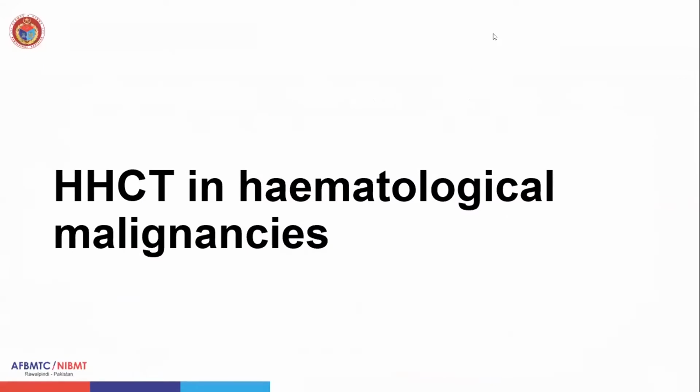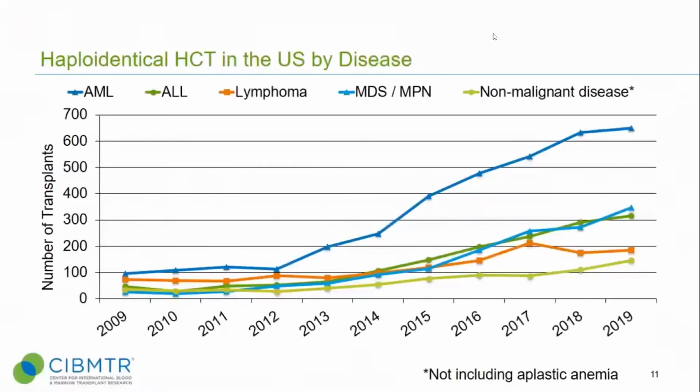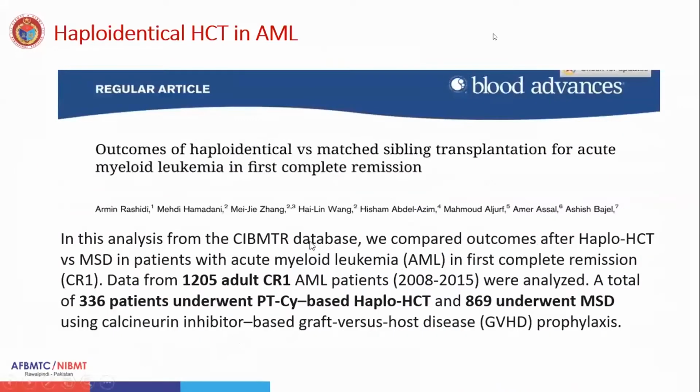So we will be looking at a few studies for haploidentical transplant, and I just want us to go through the comparisons with other donor sources. The major indication for haploidentical transplant in this CIBMTR data slide, as you can see, is acute myeloid leukemia, followed by ALL and MDS and myeloproliferative neoplasms. So malignancies mainly.